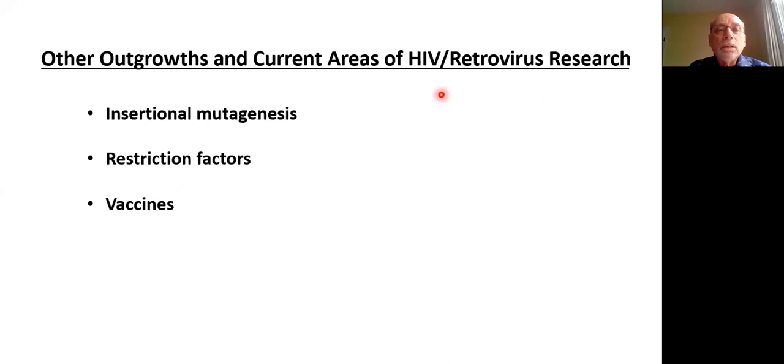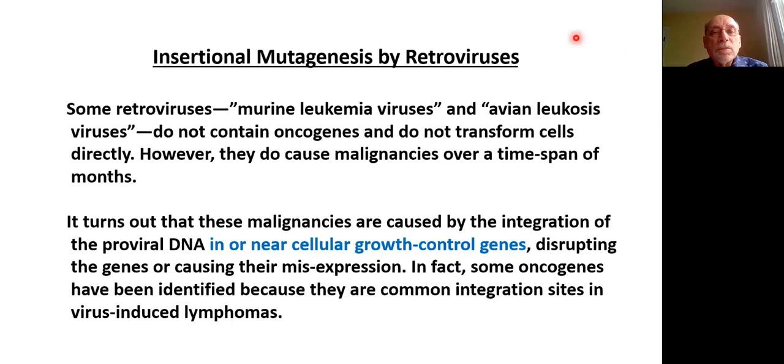So I'm just going to first say just a word about insertional mutagenesis. And again, some retroviruses, I mentioned this at the beginning of the talk, some retroviruses do not contain oncogenes and do not transform cells directly. However, they do cause malignancies over a time span of months. These include what we call murine leukemia viruses and avian leukosis viruses and many others.